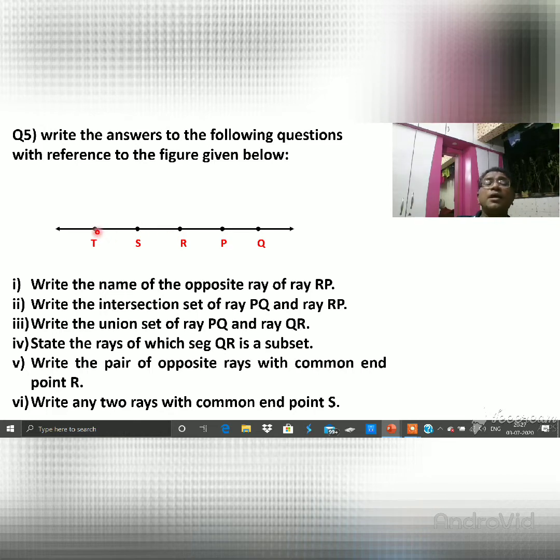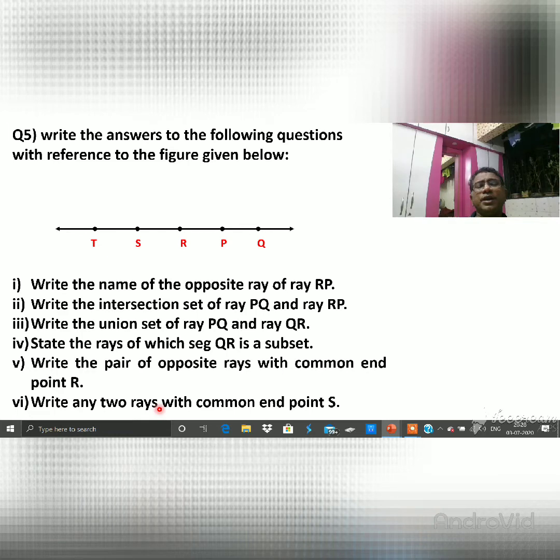Do you understand? They said the endpoint is R, which means we can take the starting point as R and from that R you can write the opposite ray. So it is very simple to write opposite rays. First, with R you go towards the right hand side. When you go towards the right hand side, there is P. So RP is the first ray, which is on the right hand side. Then the opposite ray of RP is RS. Then another is RQ, whose opposite is RP. In such a way.